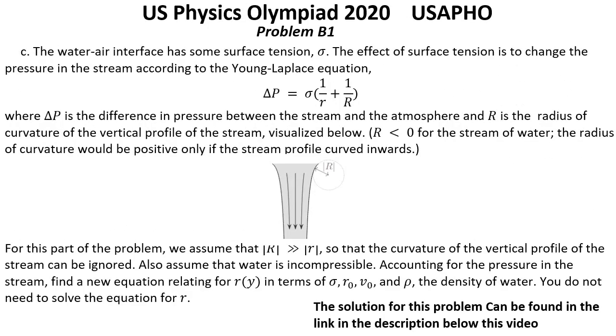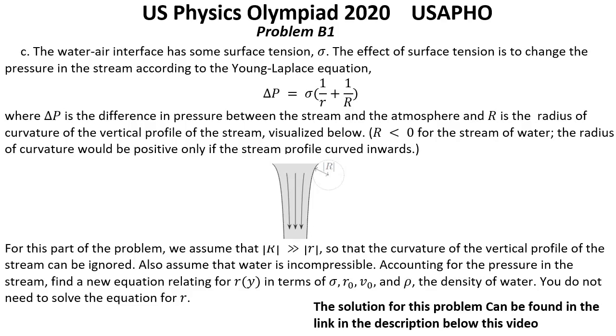Question C. The water-air interface has some surface tension sigma. The effect of surface tension is to change the pressure in the stream according to the Young-Laplace equation. Delta P equals sigma multiplied by (1 over small r plus 1 over big R), where delta P is the difference in pressure between the stream and the atmosphere, and big R is the radius of curvature of the vertical profile of the stream visualized below.